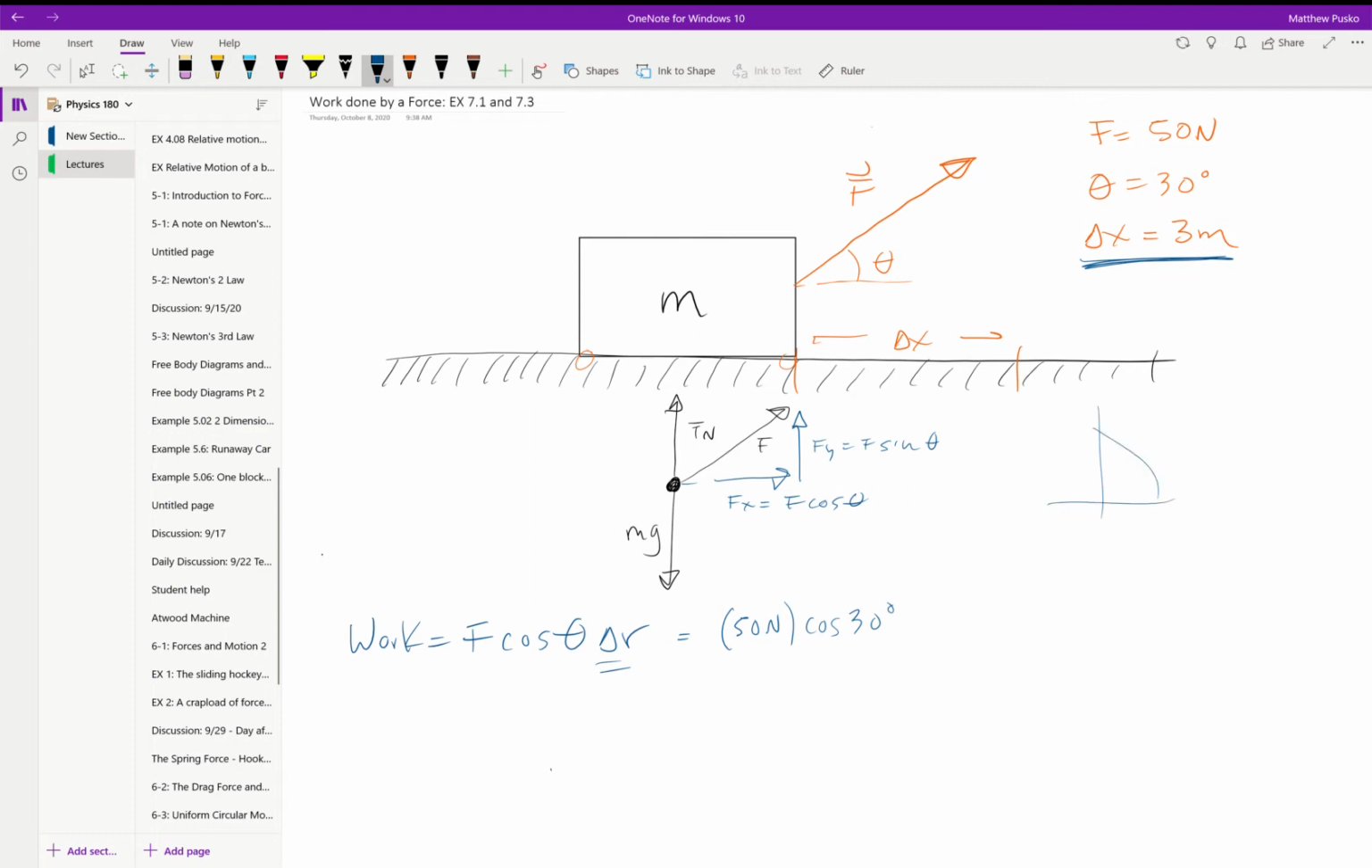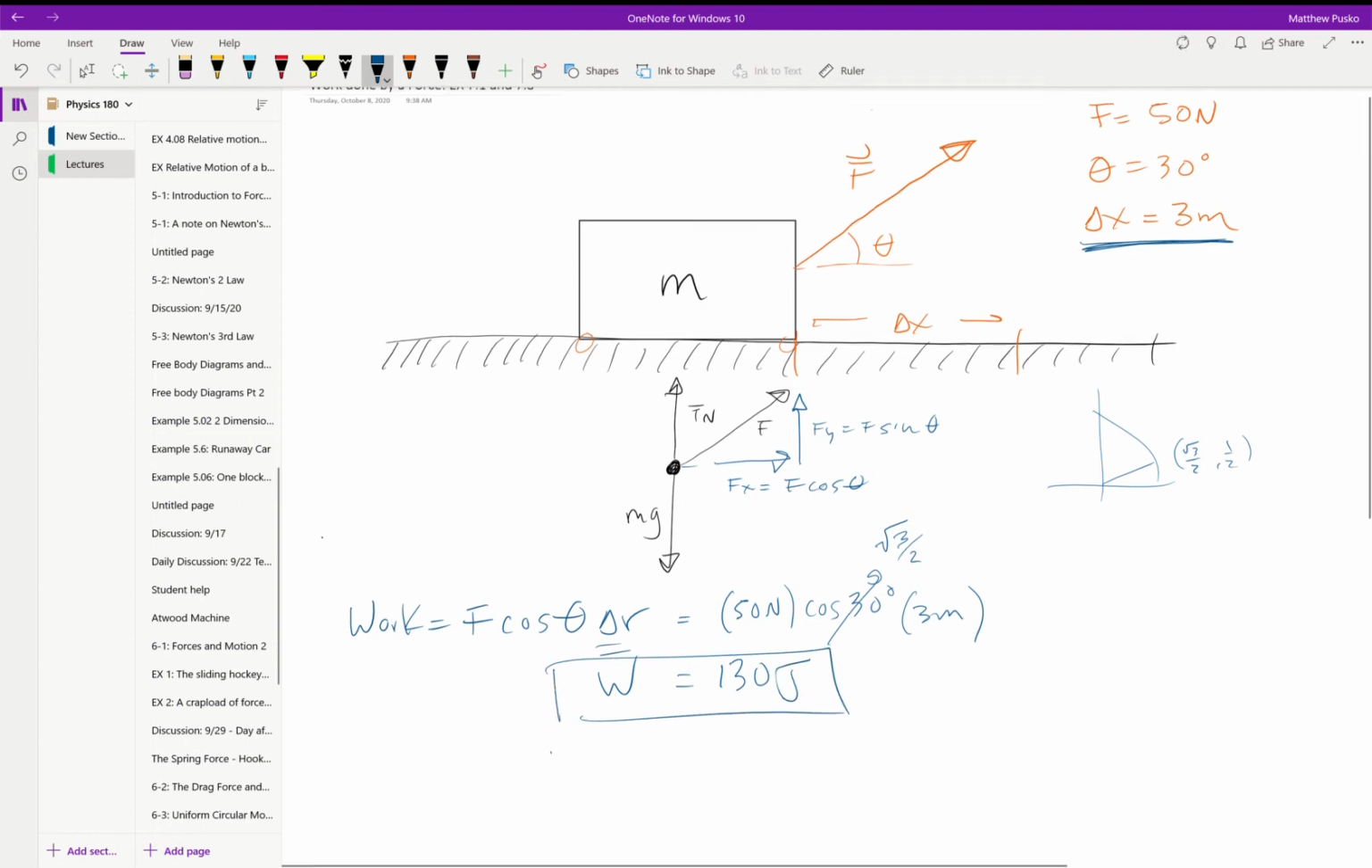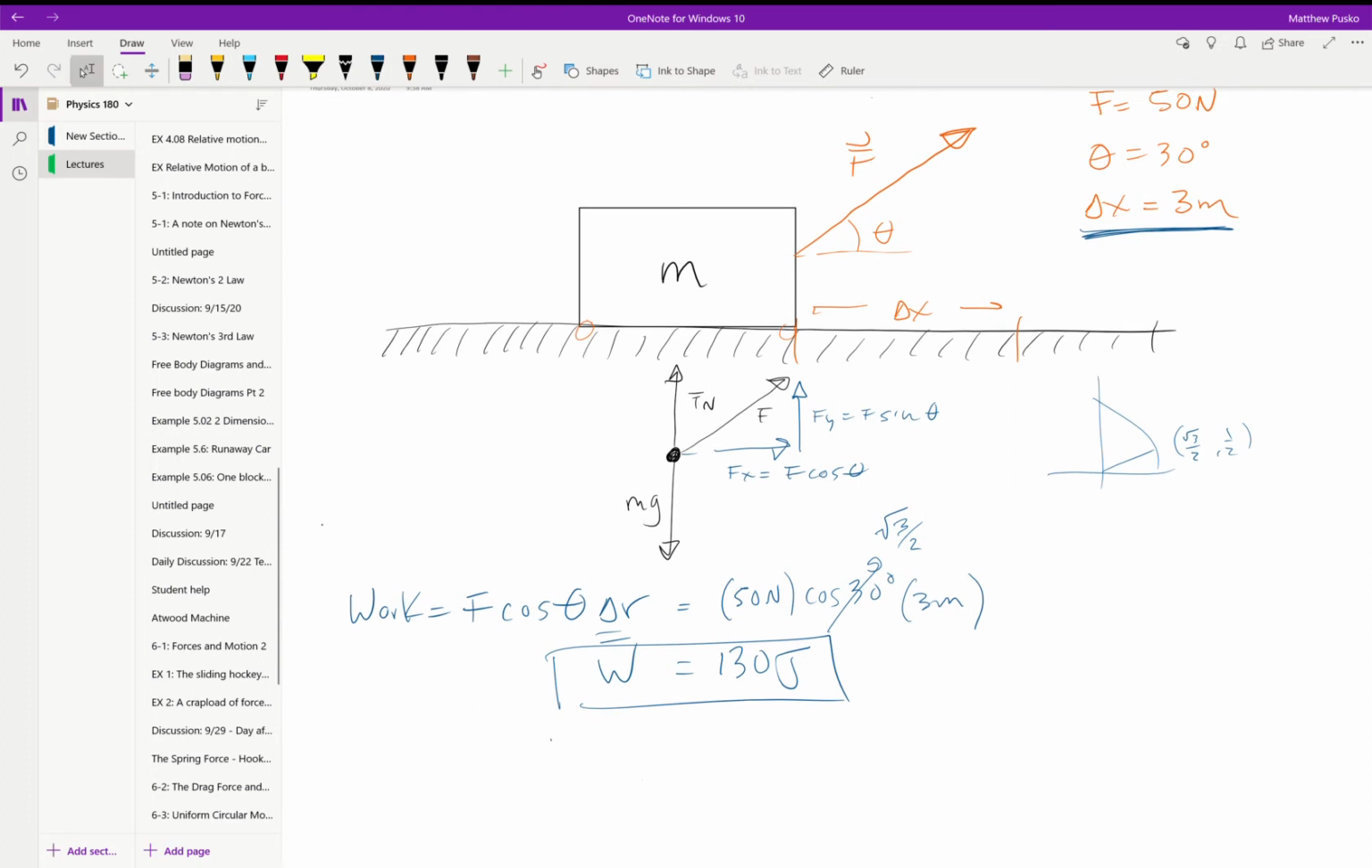The unit circle tells me the cosine of 30 degrees is square root of 3 over 2. And we multiply that by the displacement, the 3 meters. When you crank that out, you get the work that has been done by the person pulling on the mass, and we get 130 joules. Pretty easy.